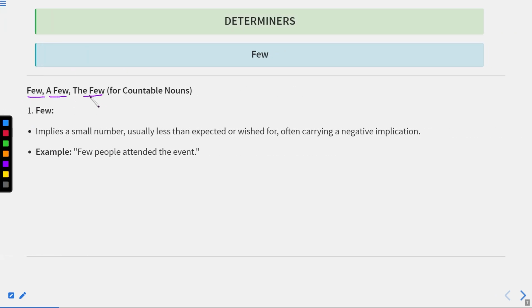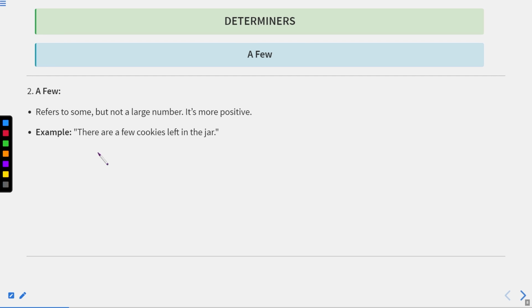Few, a few, and the few. So as we have read little, a little, and the little, likewise is the meaning of few, a few, and the few. Few implies a small number, usually less than expected or wished for, often carrying a negative implication. Example, few people attended the event. Now let us move to the next one.